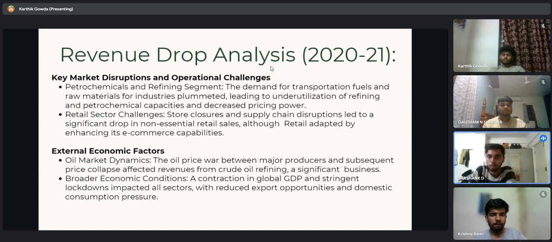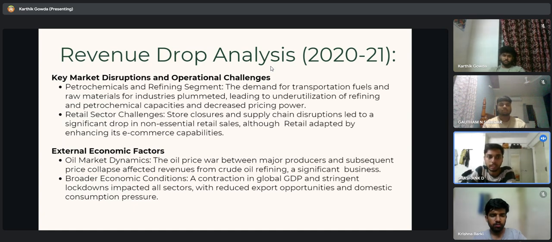As we know, the movement and transportation during the pandemic was very low. So the use of the petrochemicals and the refineries could not be made up for in the profit of the company. So it significantly changed the market analysis. It also made the company lose revenue.